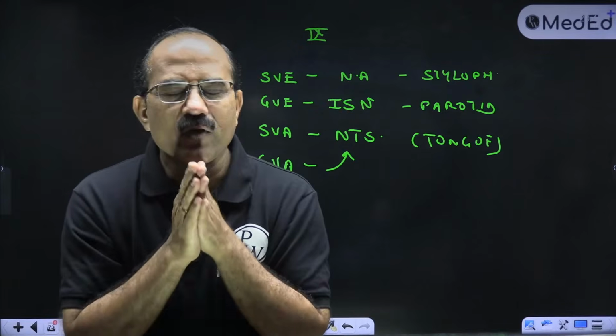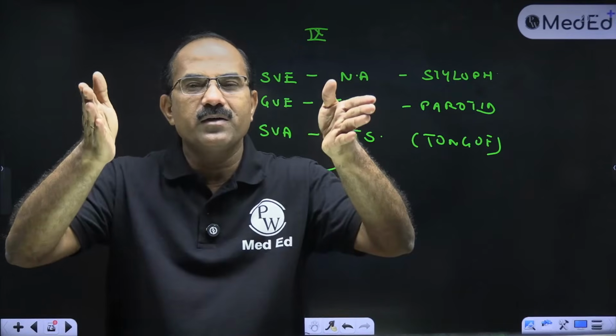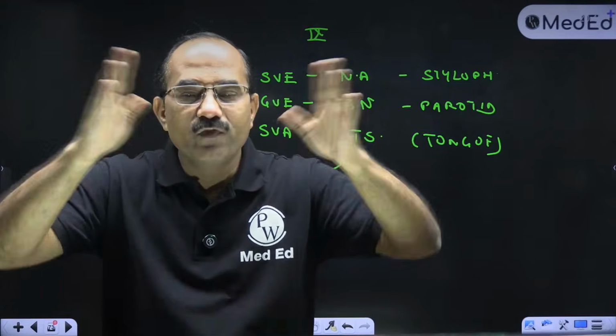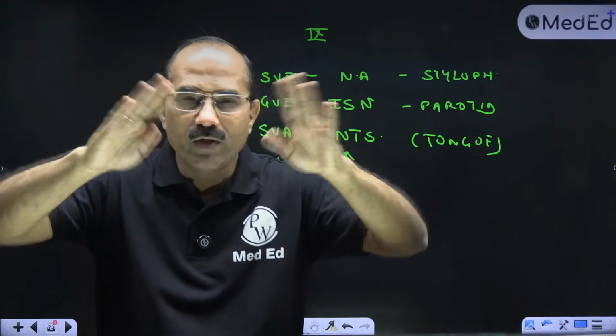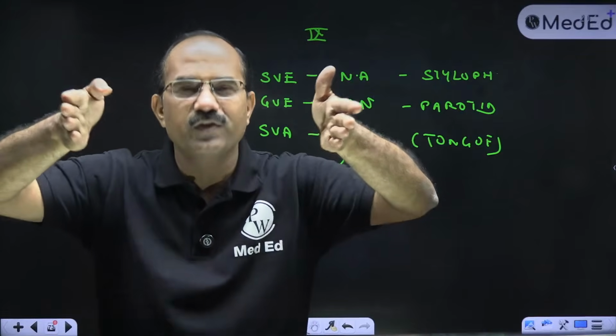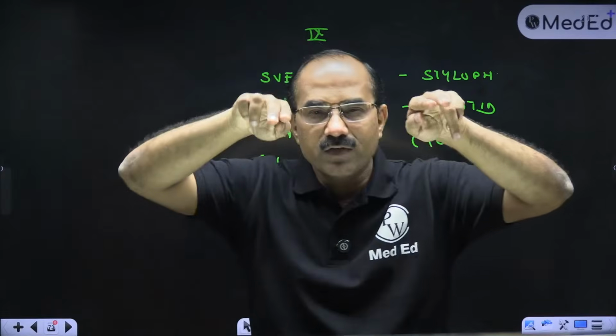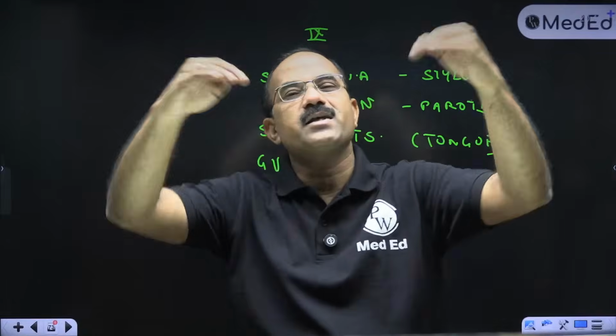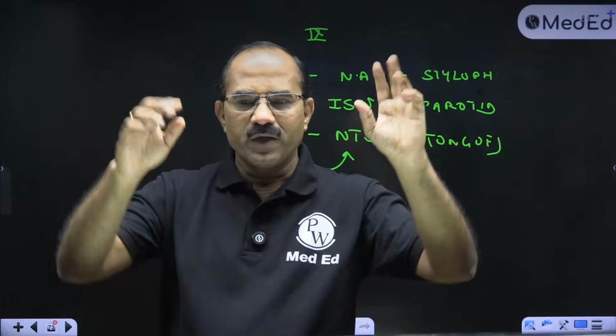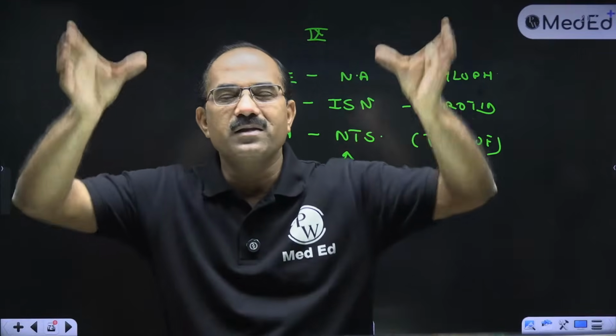Glossopharyngeal nerve is attached to the brainstem between the olives and the inferior cerebellar peduncle. The glossopharyngeal nerve goes to the jugular foramen, gets out through the jugular foramen, lies in the carotid sheath.